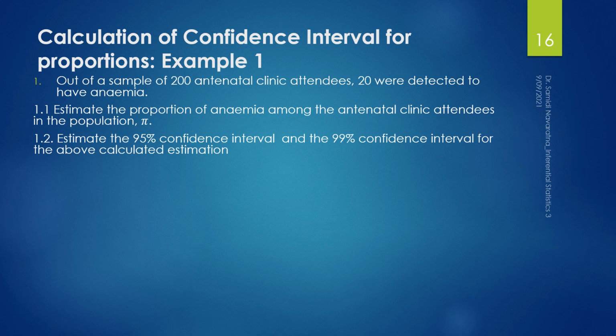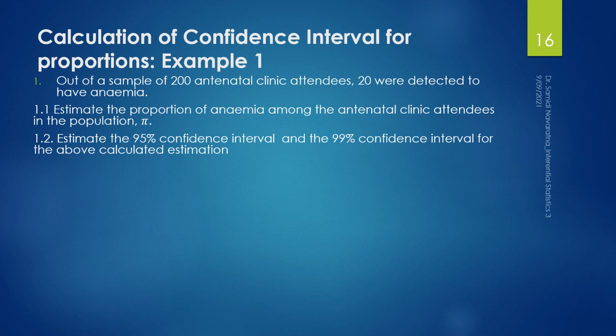Let's look at an example for calculation of confidence interval for proportions. Out of a sample of 200 antenatal clinic attendees, 20 were detected to have anemia. Estimate the proportion of anemia among the antenatal clinic attendees in the population. Second part is estimate the 95% confidence interval and the 99% confidence interval for the above calculated estimation.